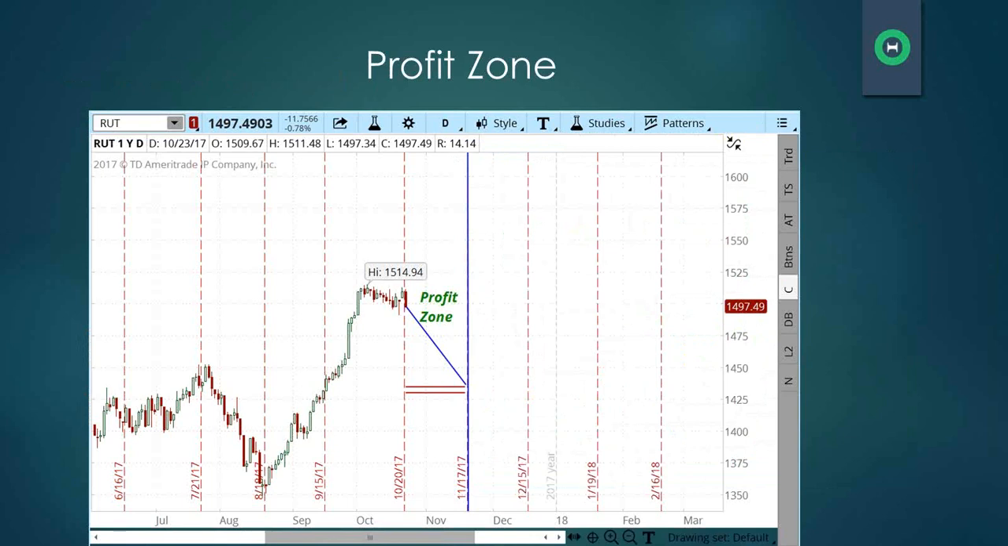This is the profit zone, like I call it. Here is the RUT, and it was sitting at about, let's call it, 1500. And we set up a bull put where we came all the way down here and we sold right around the 1435 and bought the 1430 for protection. Like I said, you can profit if it goes up. You can profit if it goes sideways. You can profit if it goes down but doesn't go below this point. This is a very large profit zone.